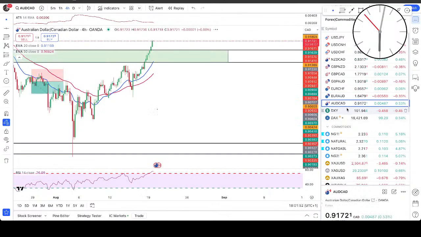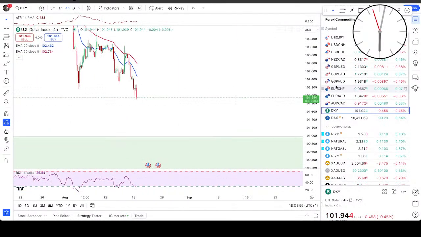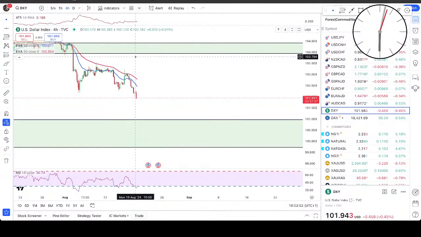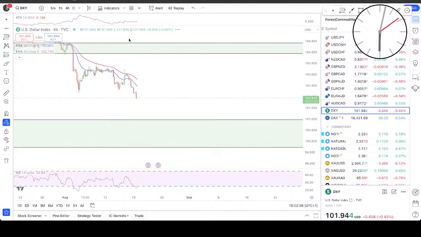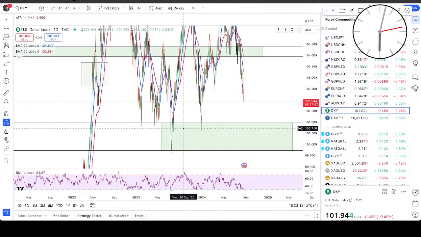So we have covered all these. Dollar index is bearish, means the dollar is going to push down. The dollar is going to get weak, and gold is going to push high. So we can still look at this level of the dollar index. Let's see.